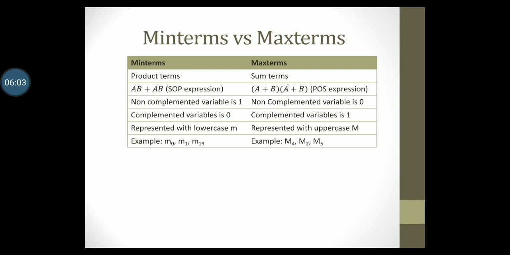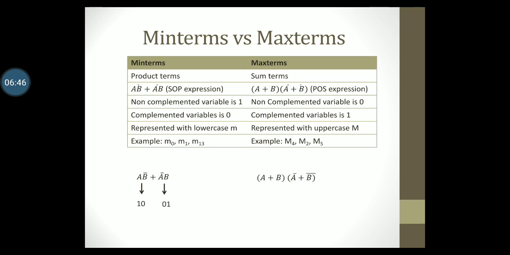In a Minterm, a complemented variable is given the value 0, and in a Maxterm, a complemented variable is given the value of 1. So if this is an example of a standard SOP expression, the value of each Minterm would be, the first Minterm is A B bar, which is basically 1 0, where A is represented as 1 and B bar is represented as 0. The second Minterm has a value 0 1, where A bar is 0 and B is 1.